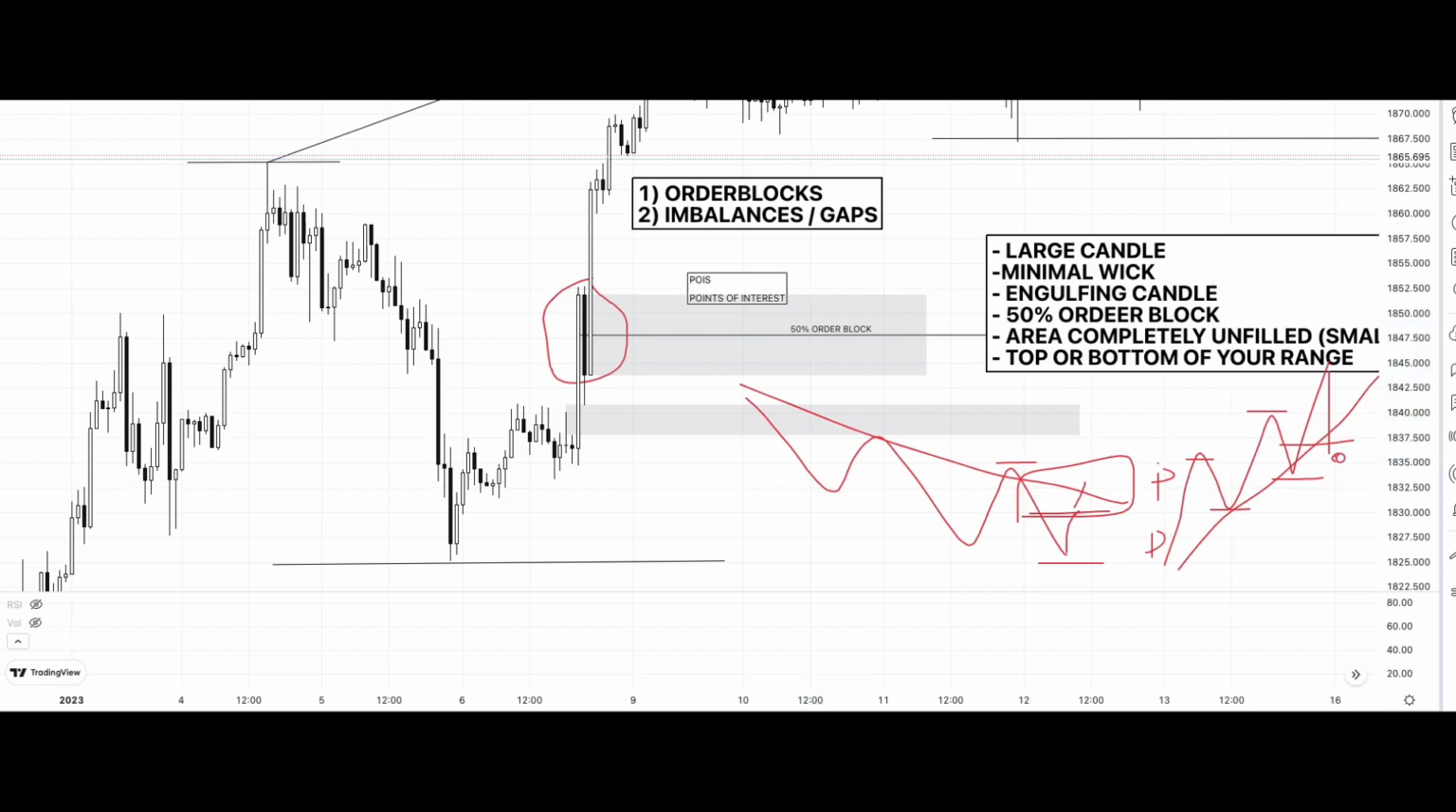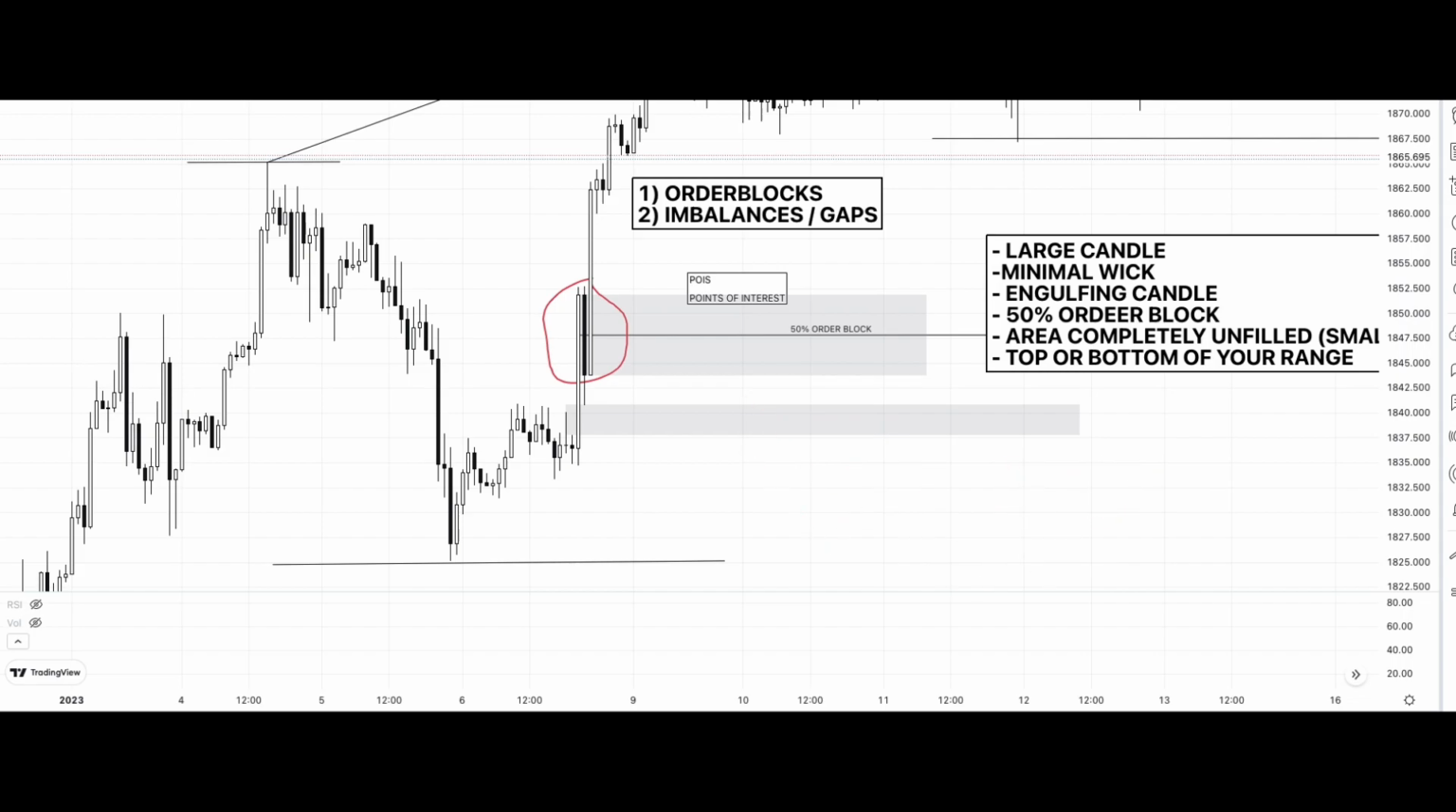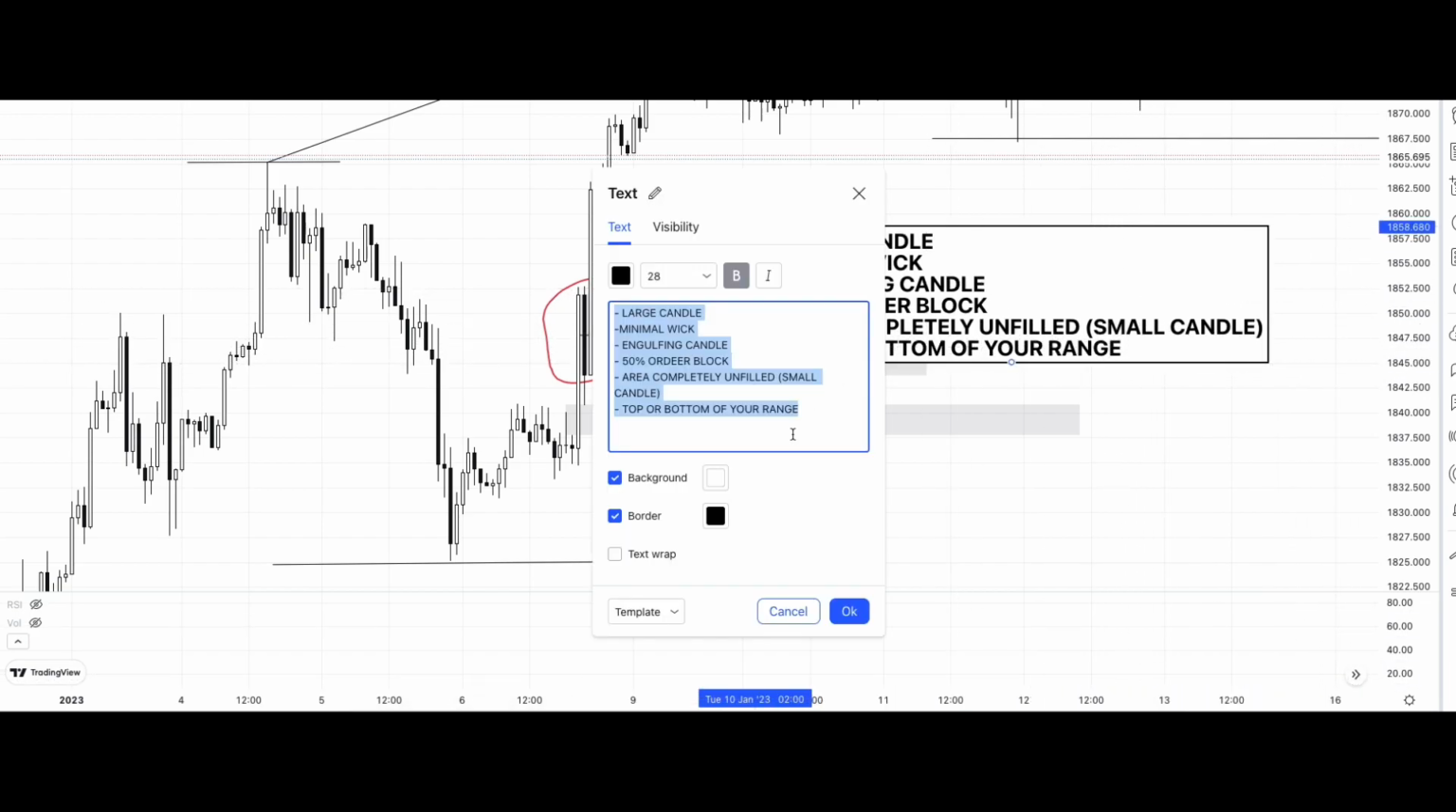So let's get rid of all that, because I don't want all this on my screen. Oh wait, that is the last one. Okay, so those are the rules for order blocks. And also, I'm going to add one last rule. You want your order block to break structure.